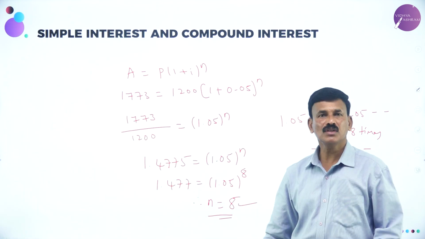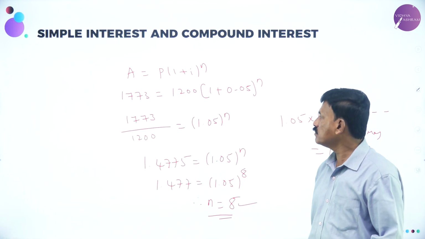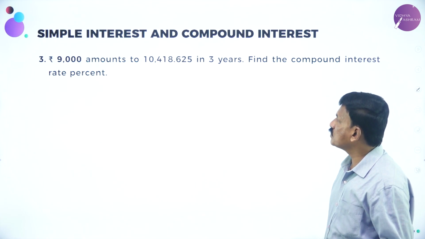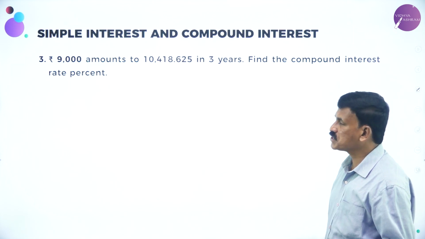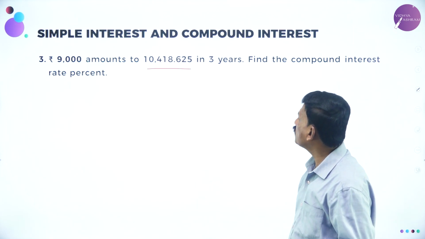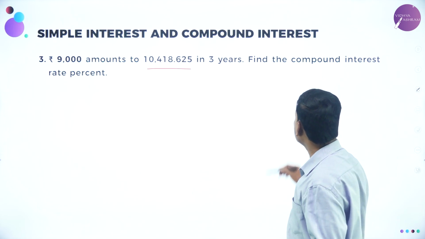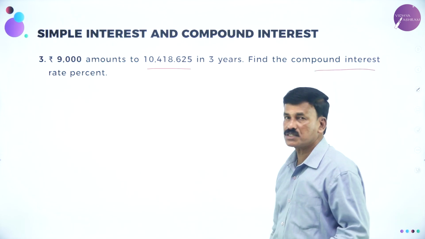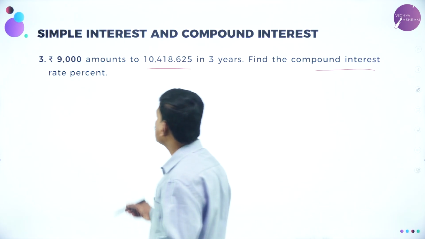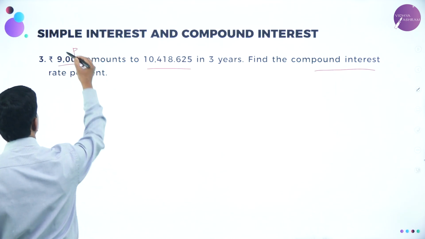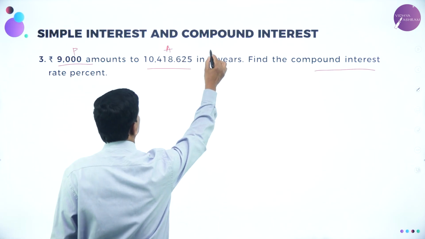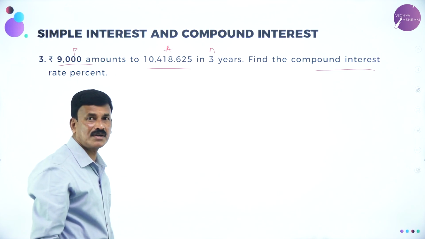That's it. Followed? Now let's move on to the next problem. What is the problem? Rupees 9,000 amounts to 10,418.625 in 3 years. Find the rate of compound interest. So we have to calculate the rate of compound interest. Now what is given here? This is the principal. Principal is 9,000. This is the amount and time period is given, N is given, R is to be determined.